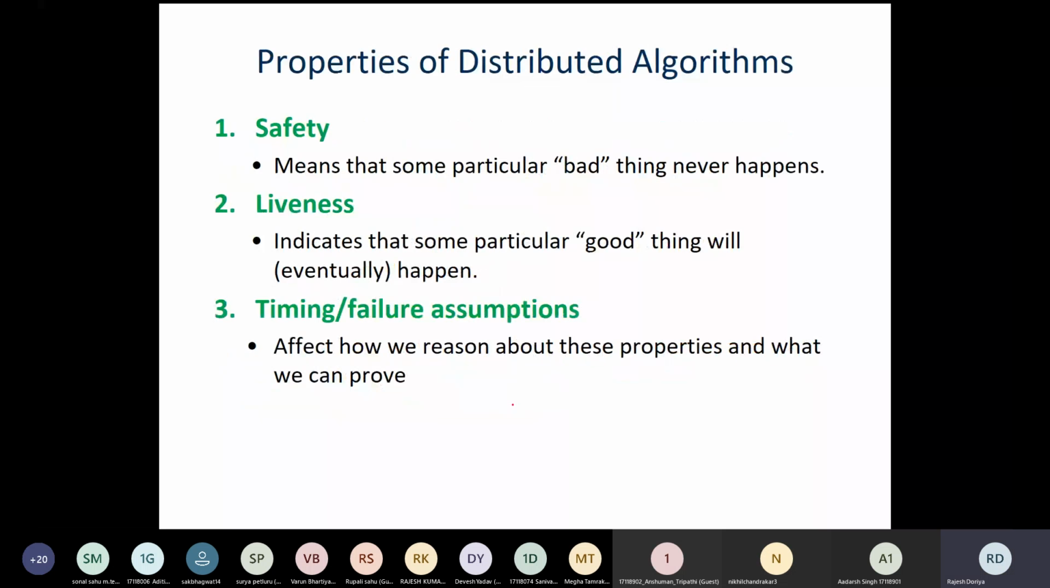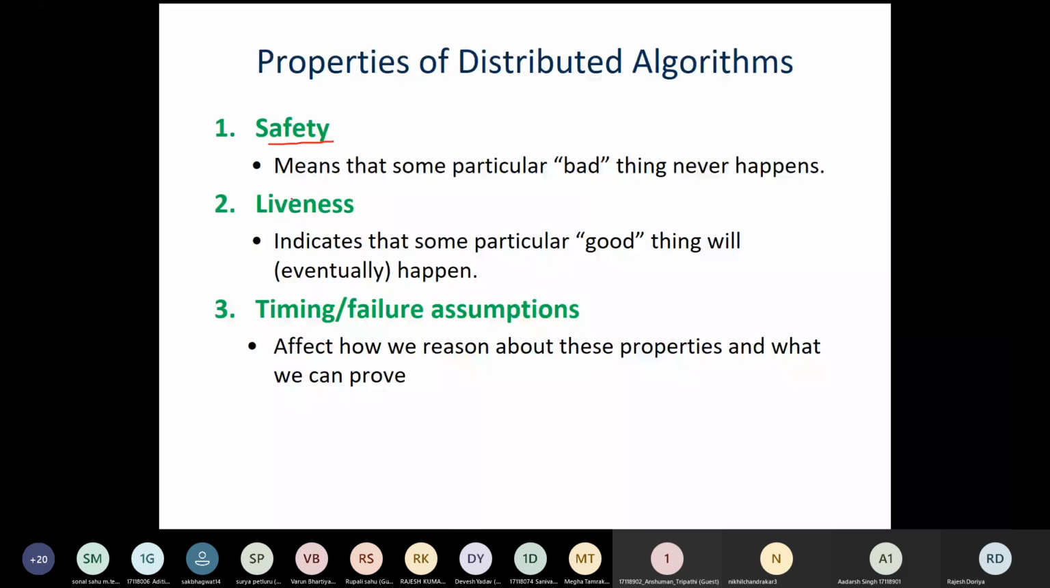These are some of the desirable properties of a distributed algorithm. The first one is safety, which means that some particular bad thing never happens. And liveness indicates that some particular good thing will eventually happen. These things we have already discussed while studying mutual exclusion algorithms. Safety means that if we run a distributed algorithm, all the things must go inside the algorithm and then correctly come out of the algorithm. Liveness means that if we apply that algorithm, then at the end of the algorithm everything should be okay, or while executing the algorithm the things should be okay.